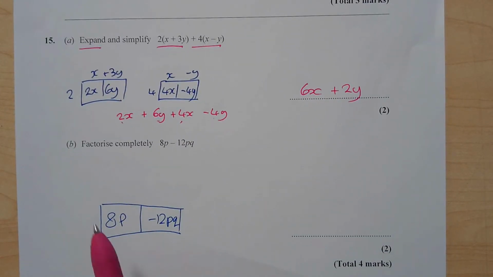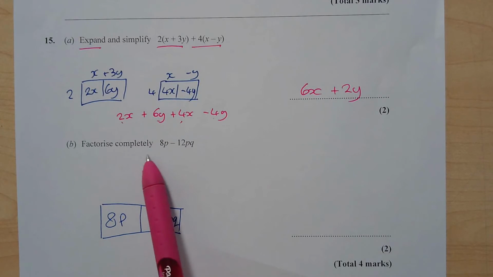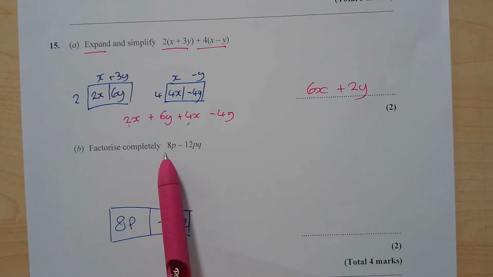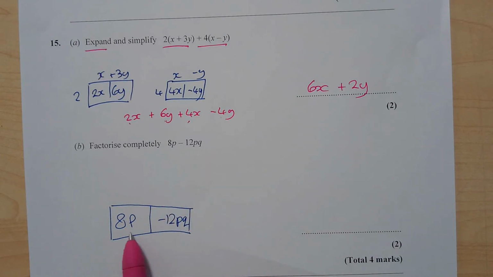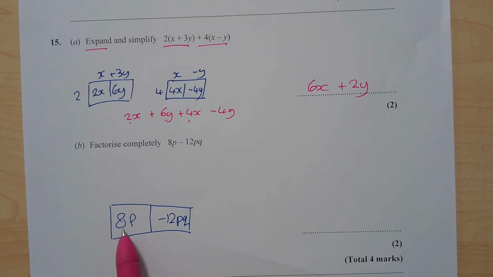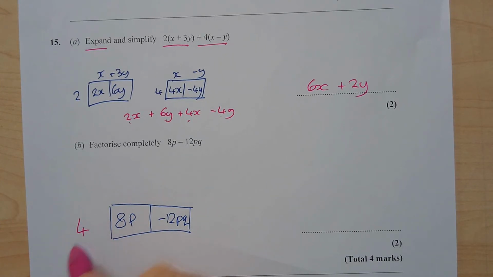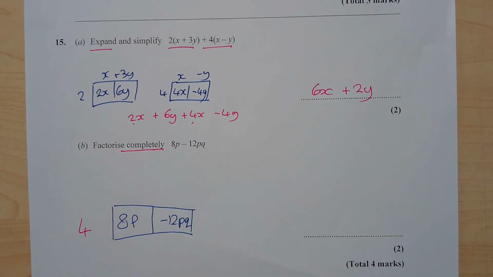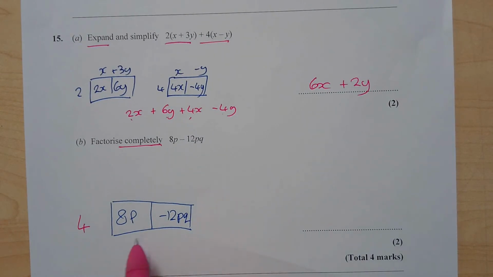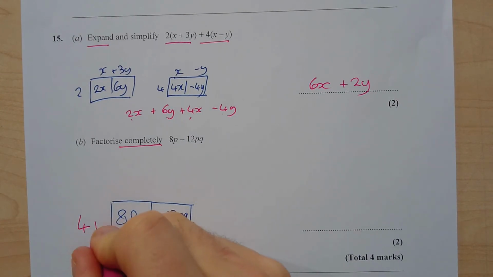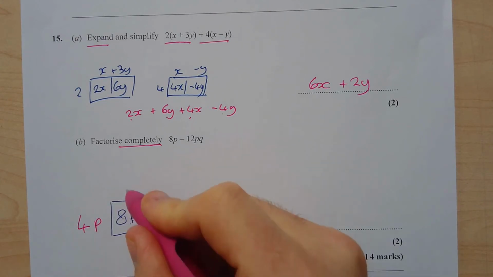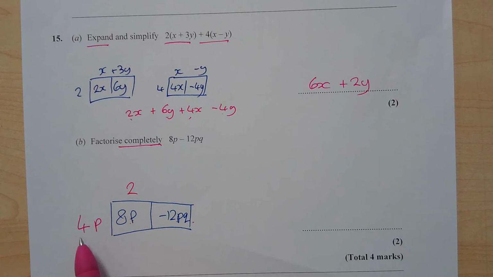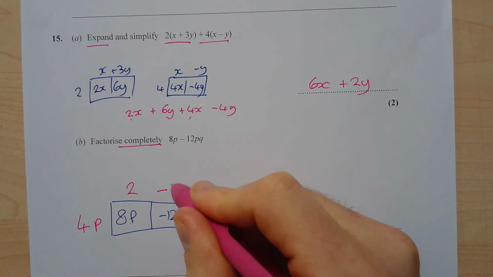Here we've got the opposite, expanding, factorising. Factorise completely. So I want to take out not just a factor of my numbers, but looking at my letters as well. So I've put it back into this box. 8P and negative 12PQ, what have we got in common? Well, 4. We've got 2 in common as well, but I'm factorising completely. I want the biggest number out. So 4 and PQ, I've got P. So it's just a case of what do I times 4P by to get 8P? Times 4P by to get negative 12PQ.